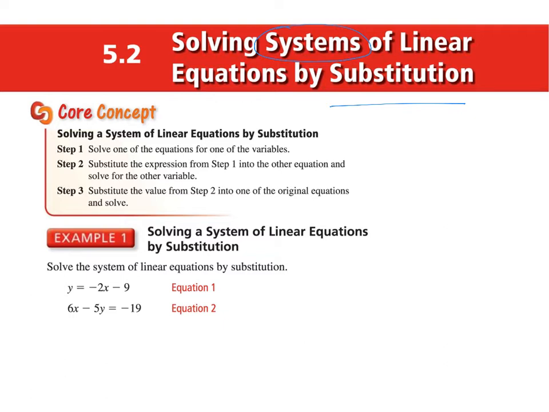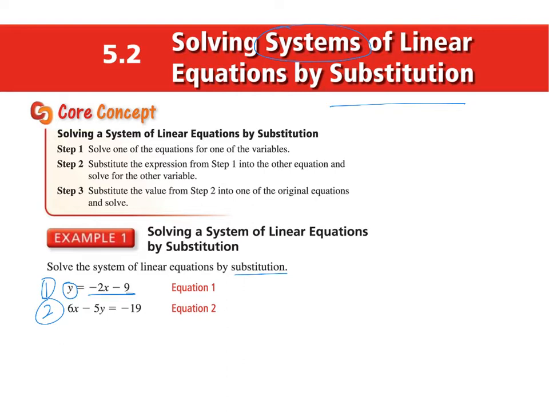This is how easy these problems are. Okay, here I have two equations. Here's my first, here's my second. All right, I'm going to solve this system by substitution. How exactly does that work? Well, here notice that I have y, it's isolated. It's equal to negative 2x minus 9.